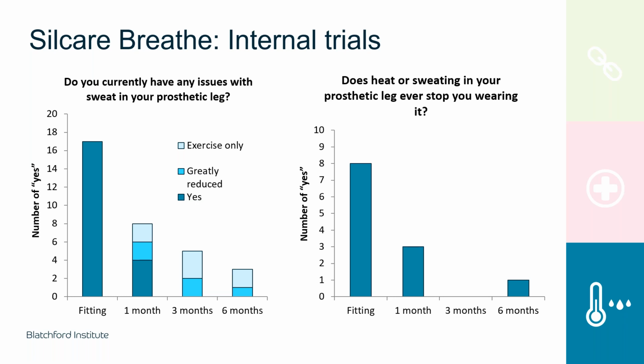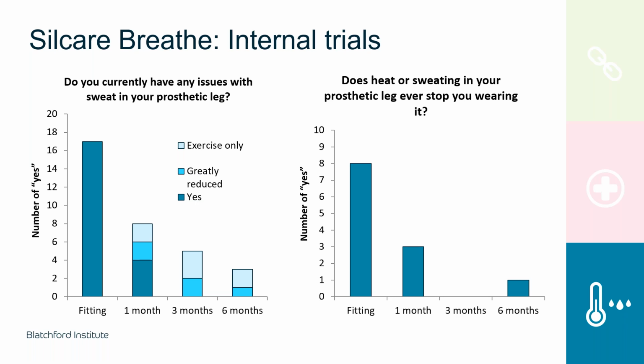And although the numbers at the 3 and the 6 month reviews are reduced in terms of the feedback, everyone still reported an improvement. The chart on the right was asking people whether heat or sweating in the prosthetic leg stopped them from wearing it. So of 8 participants, or 8 amputee feedback charts, we found that at fitting stage, all 8 said that this was a problem. In other words, when they started sweating or when they overheated, they had to stop wearing the leg or stop doing the activity that they were doing.